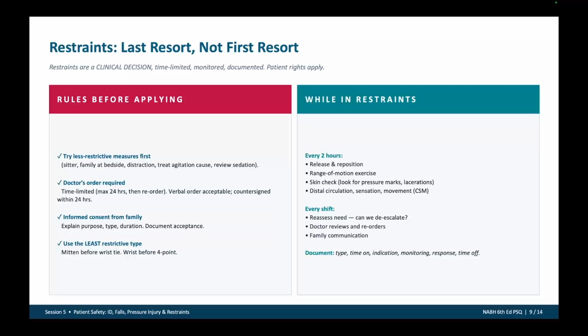Verbal order acceptance, countersigned within 24 hours. Informed consent from family. Explain the purpose, type, duration, document acceptance, etc. Use the least restrictive type. Mitten before wrist before 4 point. While in restraint, every 2 hours release and reposition. Range of motion exercise, skin check, look for pressure marks, lacerations, distal circulation, sensation, movement, etc. In every shift, reassess the need, can we de-escalate, and doctor reviews and reorders, family communication.